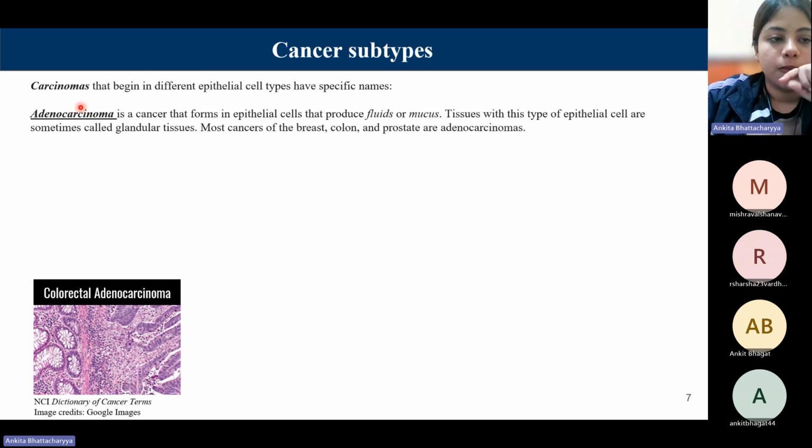So the first subtype, most commonly known and understood, is the adenocarcinoma. Adenocarcinoma is cancer that forms in the epithelial cells that are responsible for producing fluids or mucus. So these are mostly secretory cells. They produce fluids or mucus, and they are present within tissues which are often called glandular tissues. You might be familiar with the term glands.